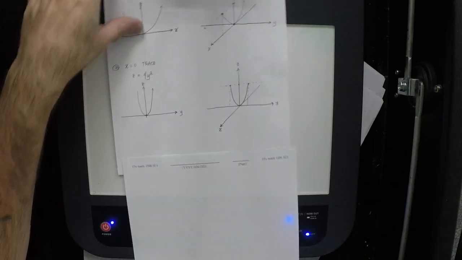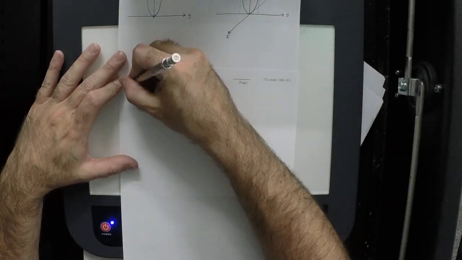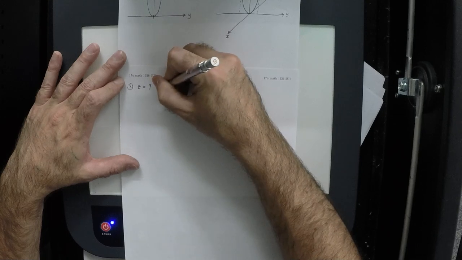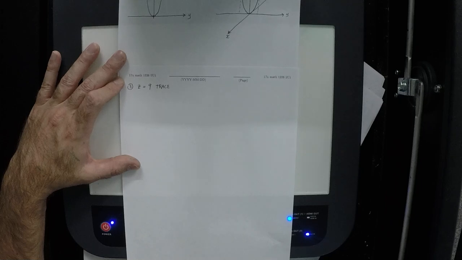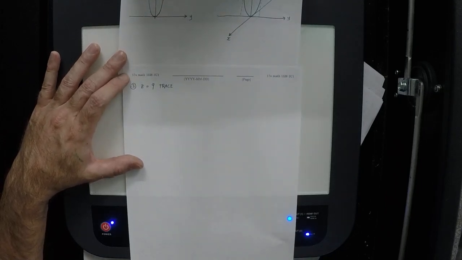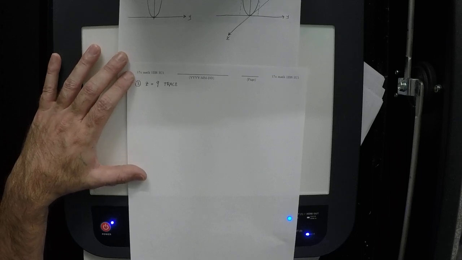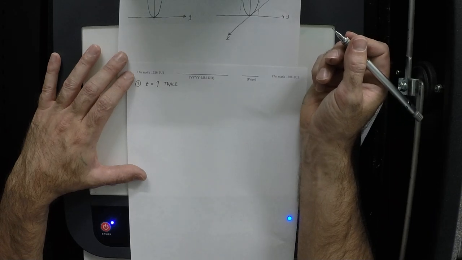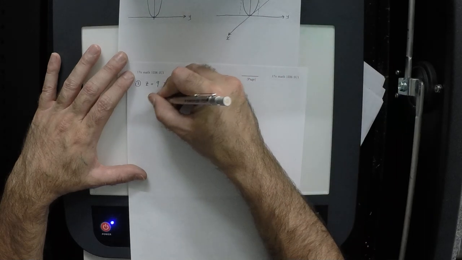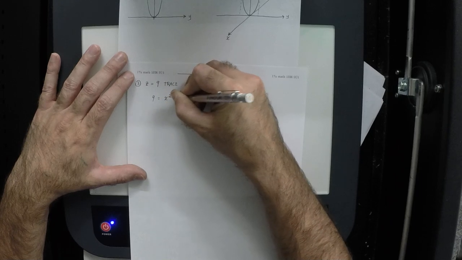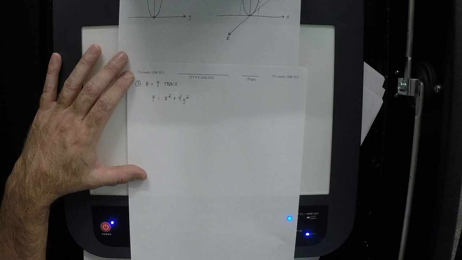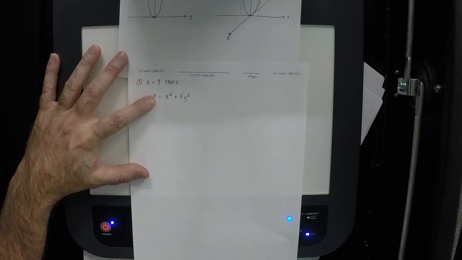Try one more little bit of skeleton. So let's try the z equal to 9 trace. I'm choosing 9 because I have specific knowledge about the way it's going to work if I choose 9. Okay, so what's the new equation? Nine is x squared plus 4y squared. Okay, so just replacing the z with a 9. Now what is this when you plot it?